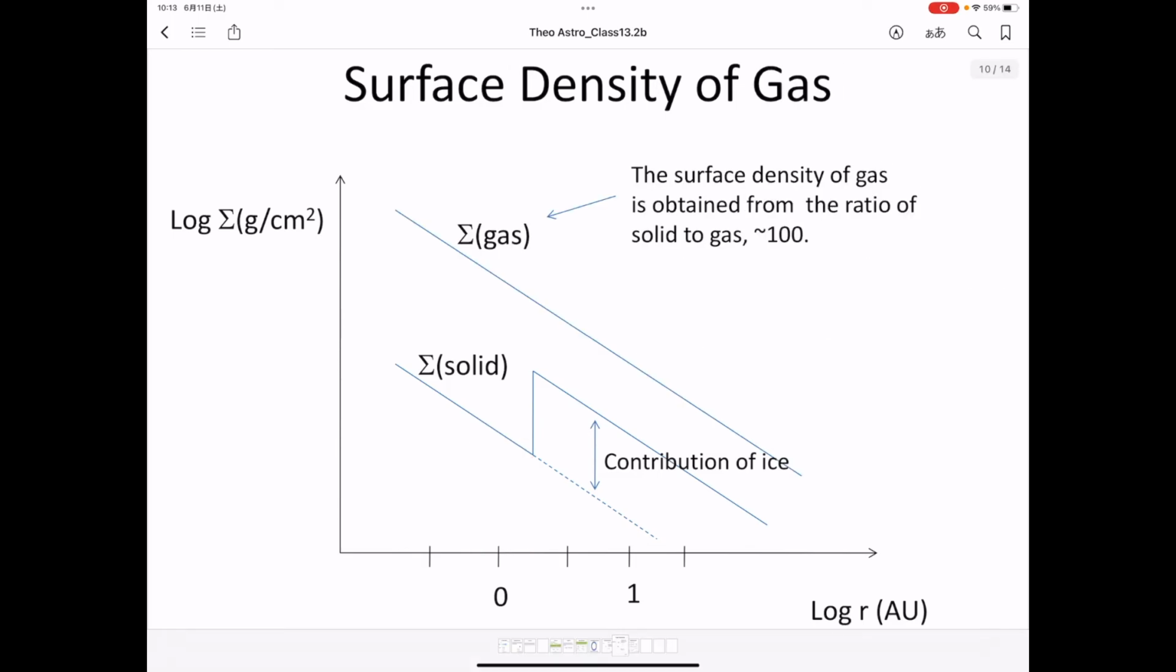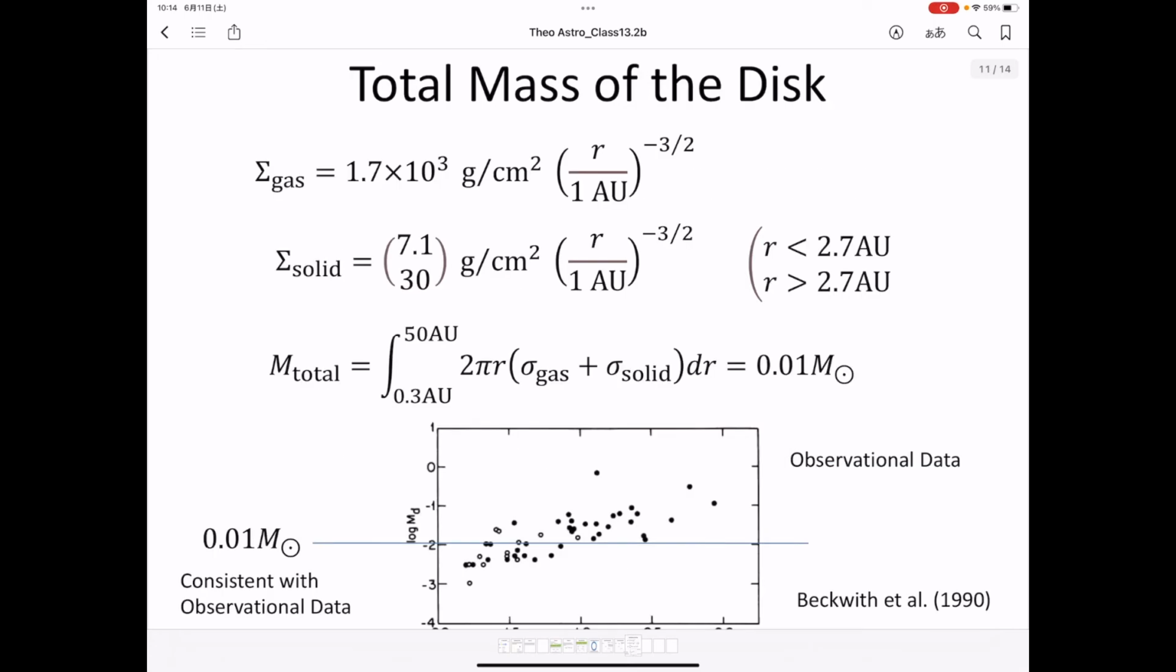Then we'd like to find out the surface density of gas. Surface density of gas is obtained from the ratio of solid to gas, which is 1 over 100. Once we find the surface density of gas and solid particles, by integrating surface density over the total area of a disk, we could find the total mass of a disk. Then we assumed the size of the disk is 50 AU. This is the outer edge of the disk. And the inner edge of the disk is 0.3 AU. It's 0.01 solar mass. This is the total mass of the Hayashi model.